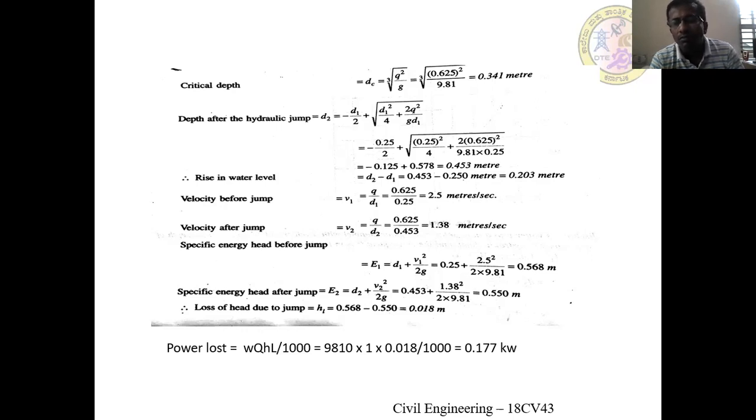It is also possible to find out the loss of head by using (d2 minus d1) whole cube by 4 d1 d2. This is another way of finding the head loss due to jump. So power loss is found as w Q HL by 1000. Substitute it, and you get 0.177 kilowatts as the power lost. Here we are substituting in terms of newtons.